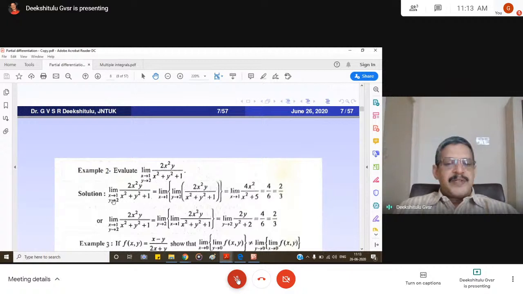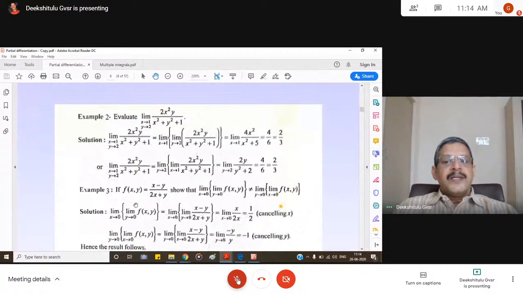Now reverse these limits. Here we have considered x goes to 1 and then y goes to 2. Now, first apply x goes to 1 here. Here first we have done y goes to 2, then x goes to 1. Here x goes to 1 first and then y goes to 2. Substitute this thing. Then if you put x is equal to 1, 2 by y square plus 2. Again, if you put y is equal to 2, it is 2 by 3. See, in both the cases, the limit is 2 by 3.